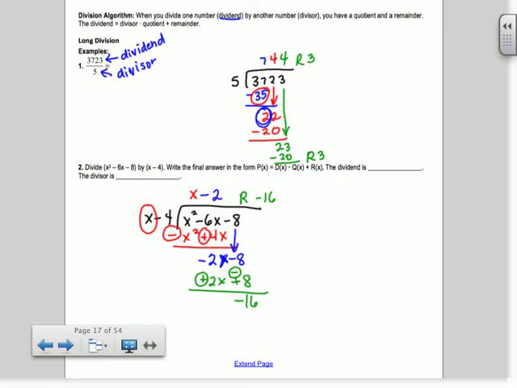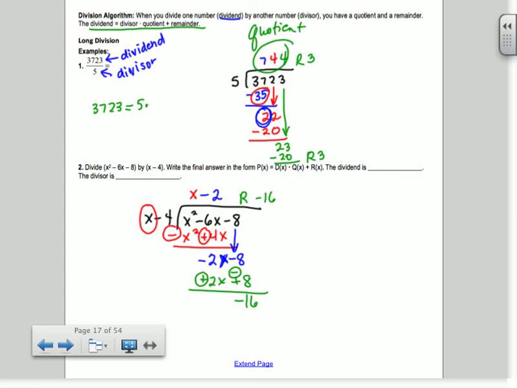Okay, so let's look at this division algorithm thing. So the division algorithm says the dividend equals the divisor times the quotient, and then you add on the remainder at the end. So let's check it up here. So on our first one, our dividend was 37.23. Does that equal the divisor, which was 5, times the quotient? This is called the quotient.